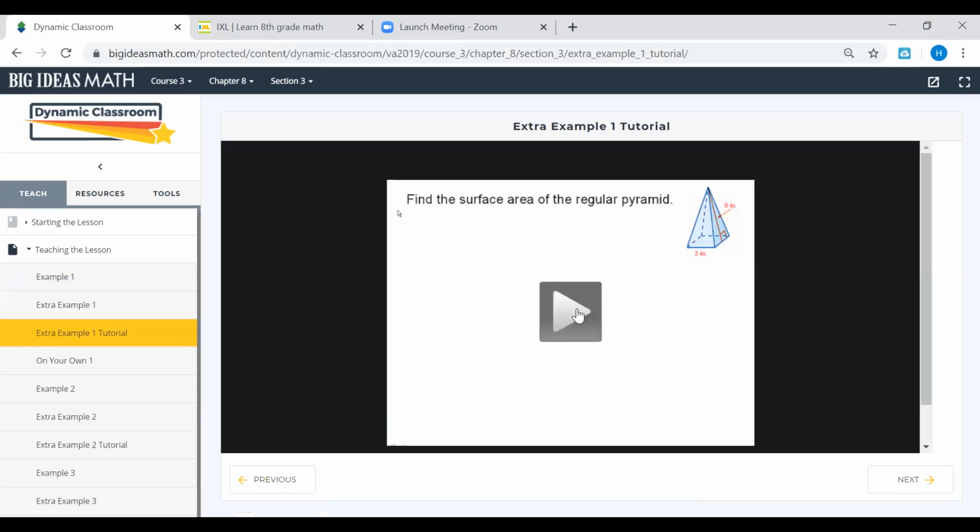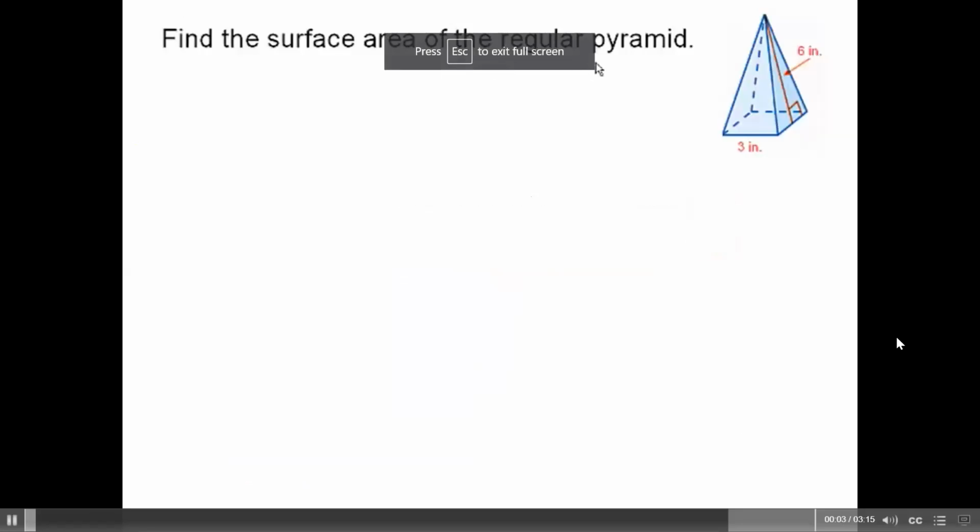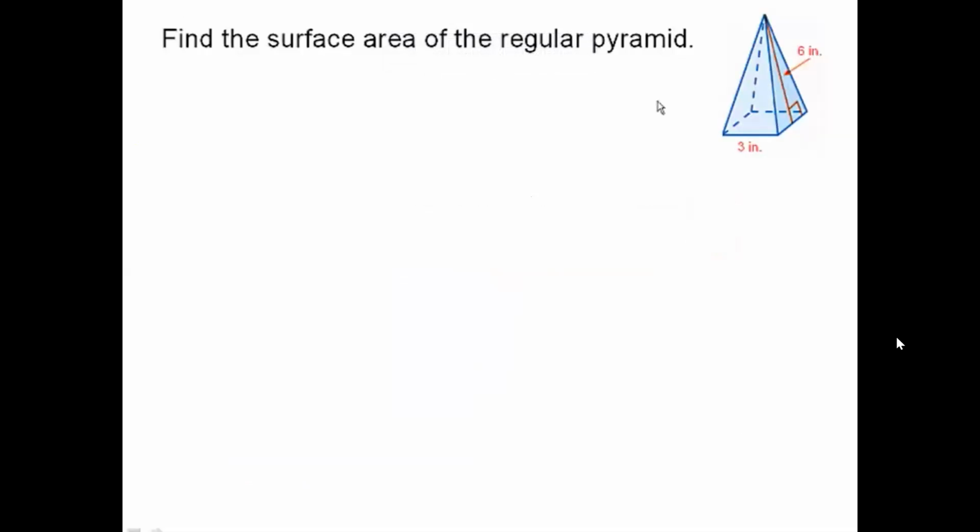Let's take a look at the tutorial. Find the surface area of the regular pyramid. A regular pyramid is a pyramid whose base is a regular polygon. The lateral faces are triangles. So to find the surface area of our regular pyramid, first let's draw a net of the solid. A net is a two-dimensional representation of our solid. So to create the net, we can open up the pyramid and draw it as if it was flat. So the net should look like this.